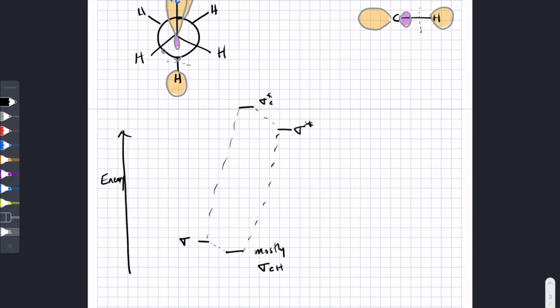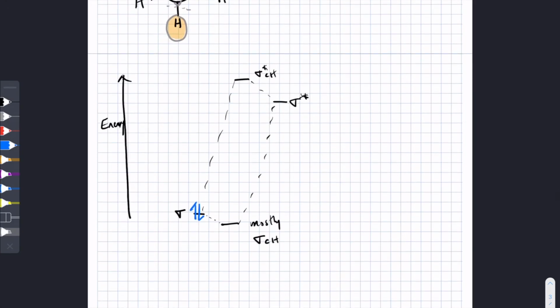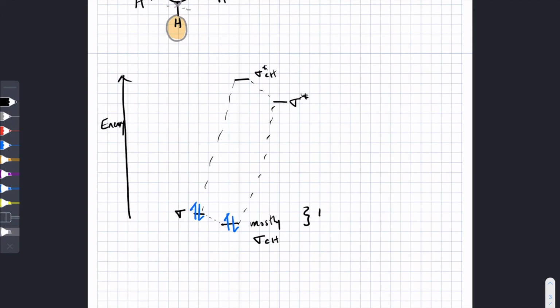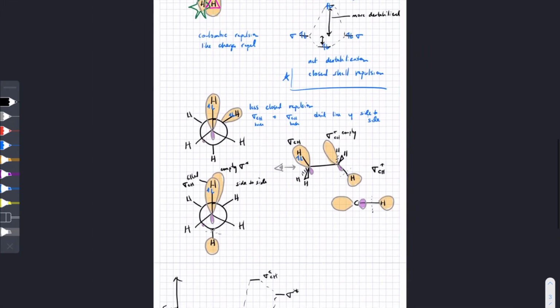But they've mixed with each other, and their energies have changed. So far, we've got the exact same situation we had above for the staggered conformation, only we've got 2 electrons instead of 4. So those electrons from the sigma bonding orbital get to move lower in energy. The sigma star goes higher in energy. Who cares? It's empty. And overall, our molecule gets stabilized, and the extent of stabilization is about 1 kilocalorie per mole. And we have 3 of these things going on at any given time.